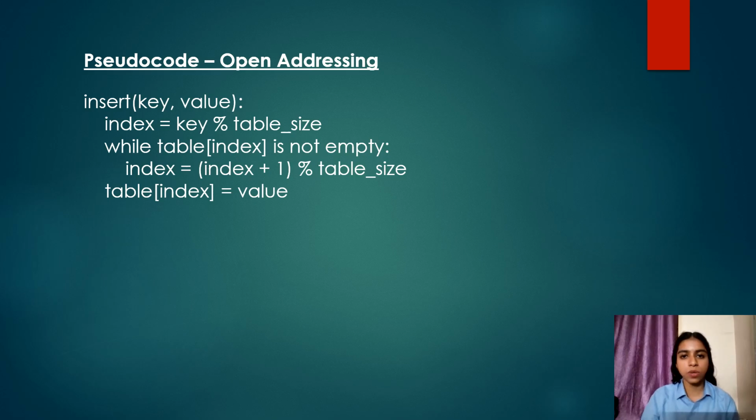If the index is not empty, it means a collision has occurred. So we move to the next index by adding 1 to the current index, and we apply modulus with the table size to stay within the table range. We repeat this process until an empty slot is found. Once an empty slot is found, we insert the value at that index in the hash table. This is how open addressing with linear probing handles collisions.